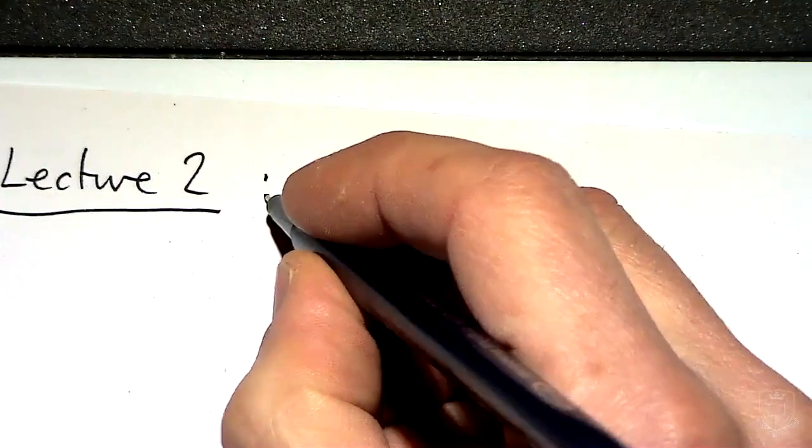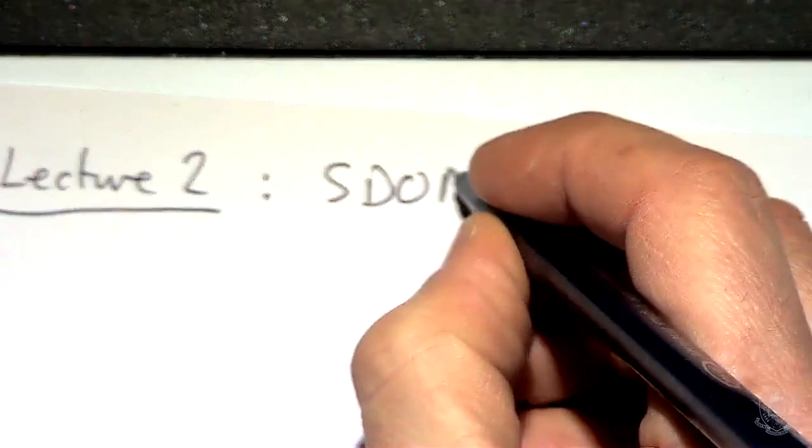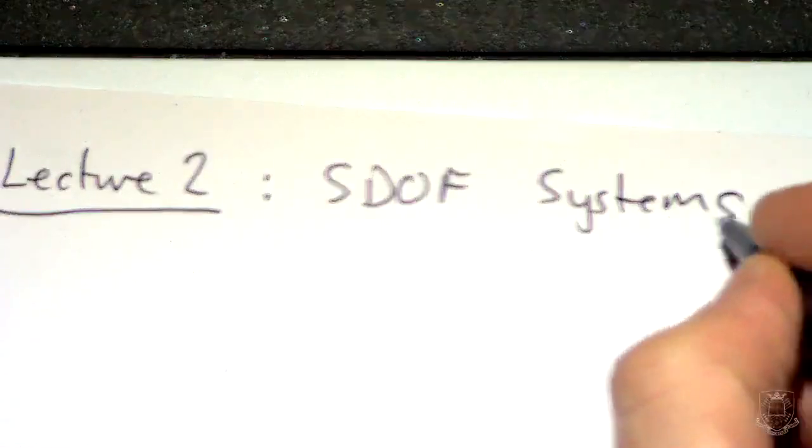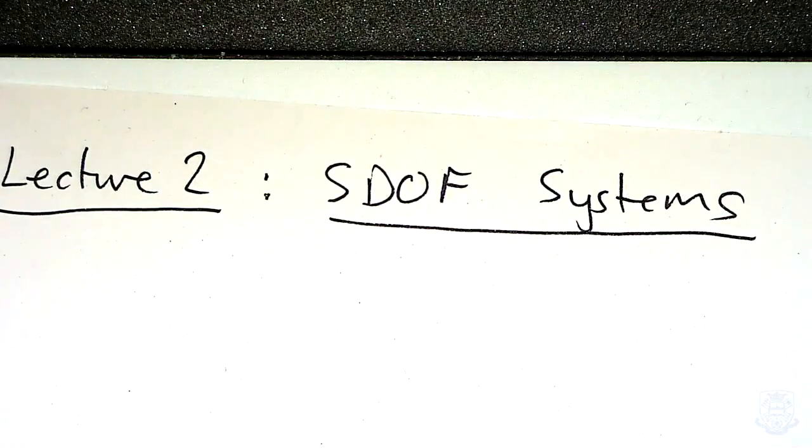And the shorthand, of course, for degrees of freedom is DOF. So we tend to write things like this, SDOF. Okay, so SDOF means single degree of freedom systems. That's the kind of shorthand that we're going to use for that.